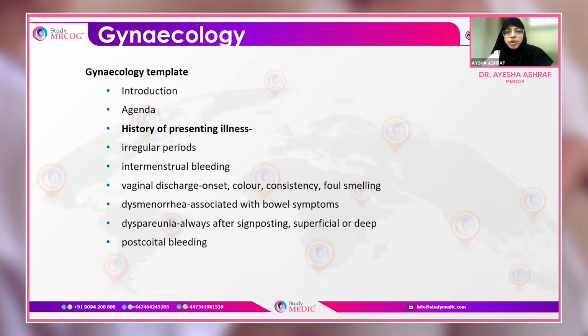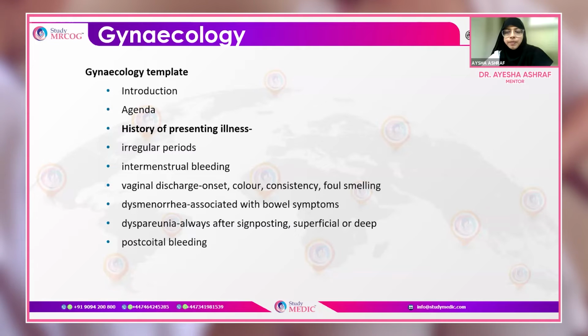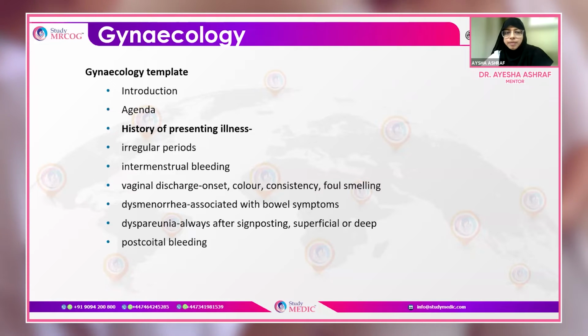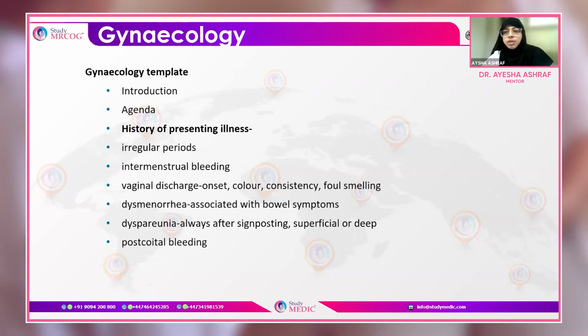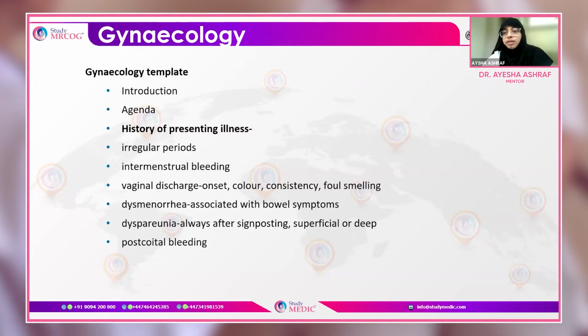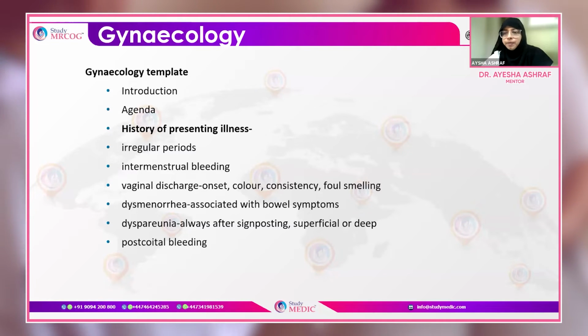Now, in the gynecology module, what is the history that you're supposed to elicit? That is history of presenting illness, irregular periods, intermenstrual bleeding. Always in the gynecology module, ask about the last menstrual period. Never ever forget about that. And how are her periods, whether they are regular, how is the flow, whether associated with clots, what day of cycle it is, how many days of cycle does she have regularly, and whether there is any intermenstrual bleeding.